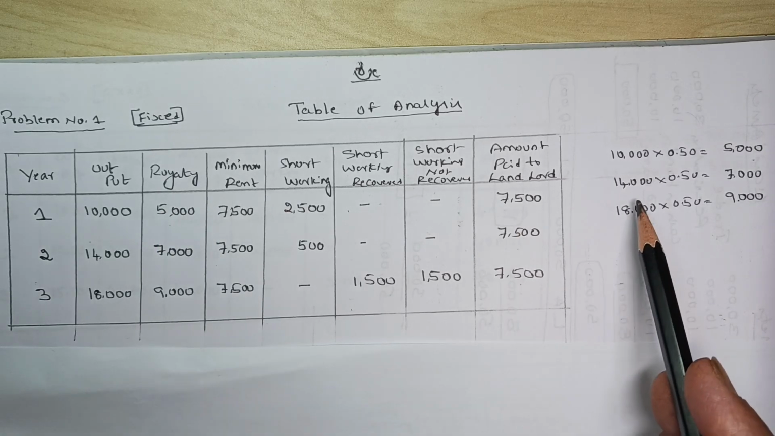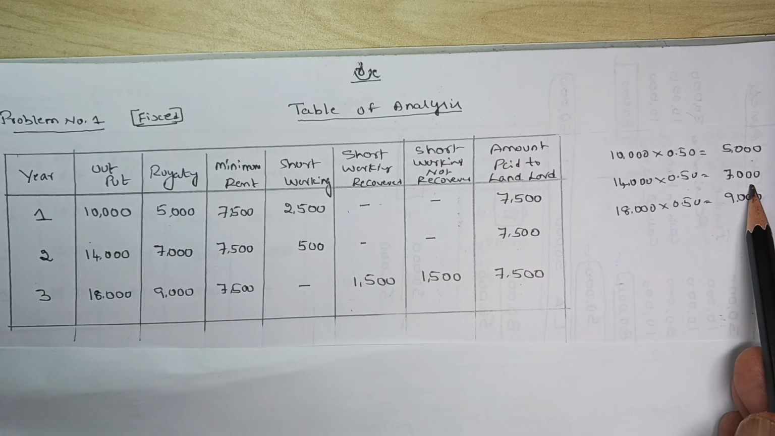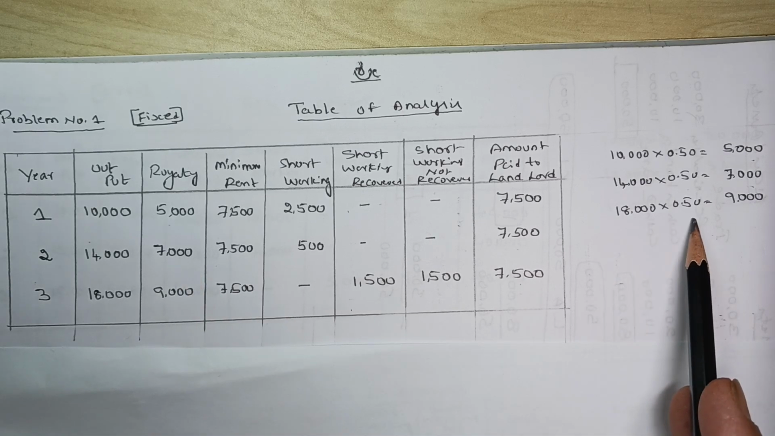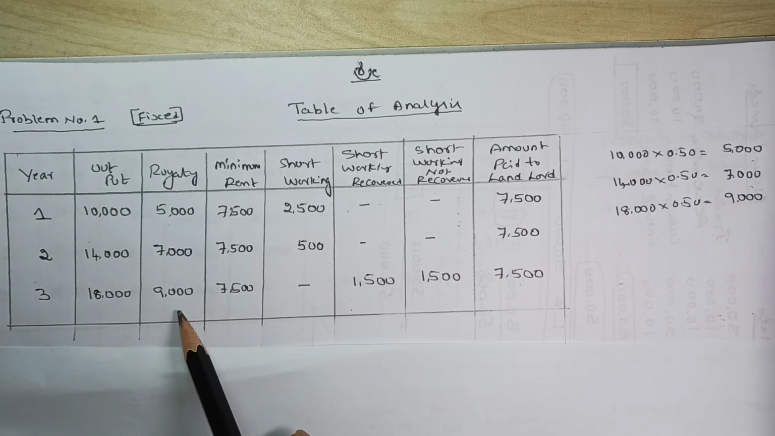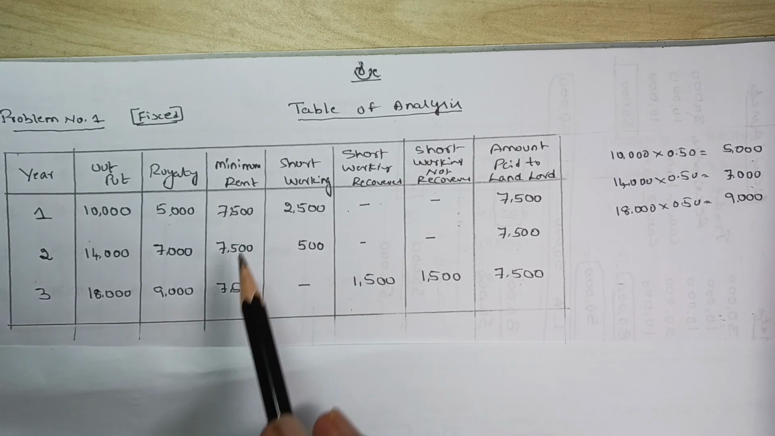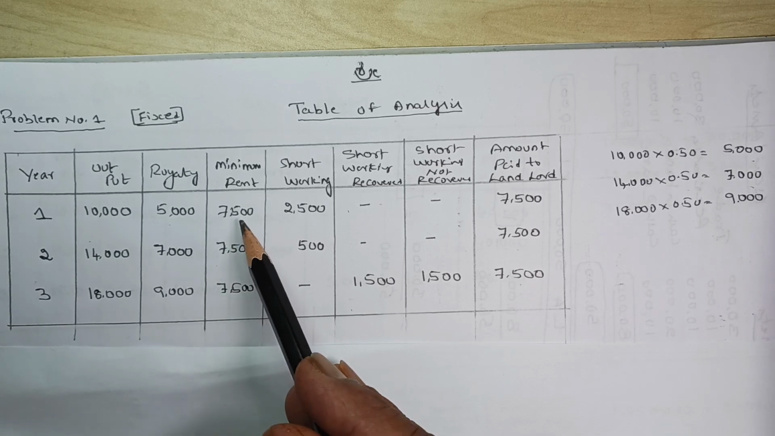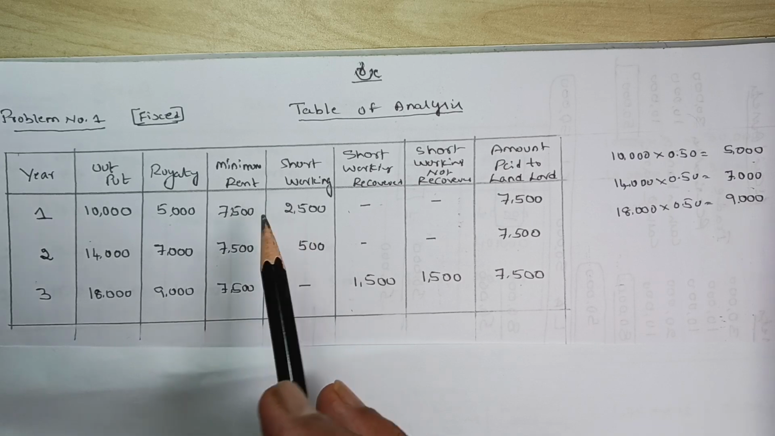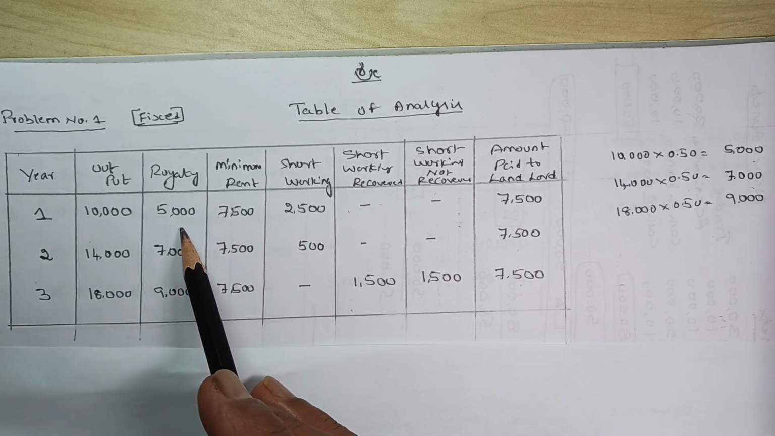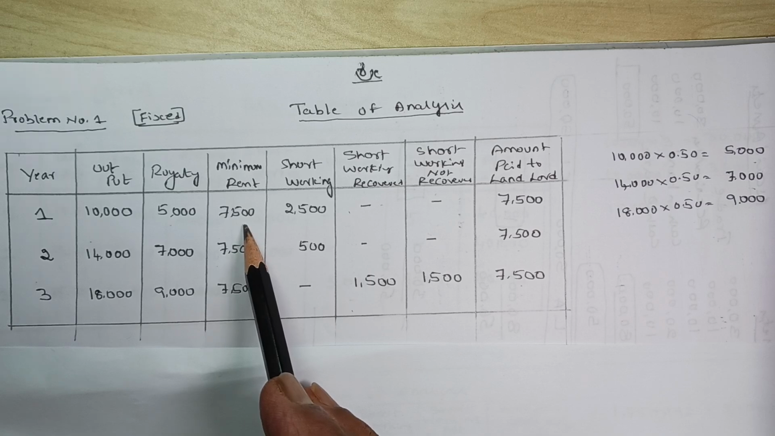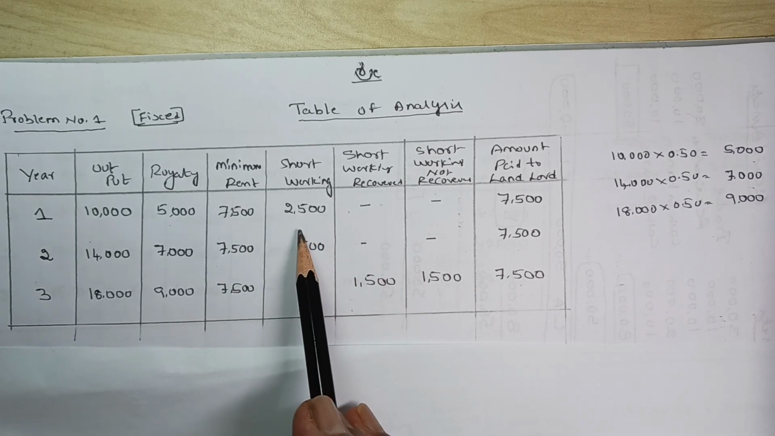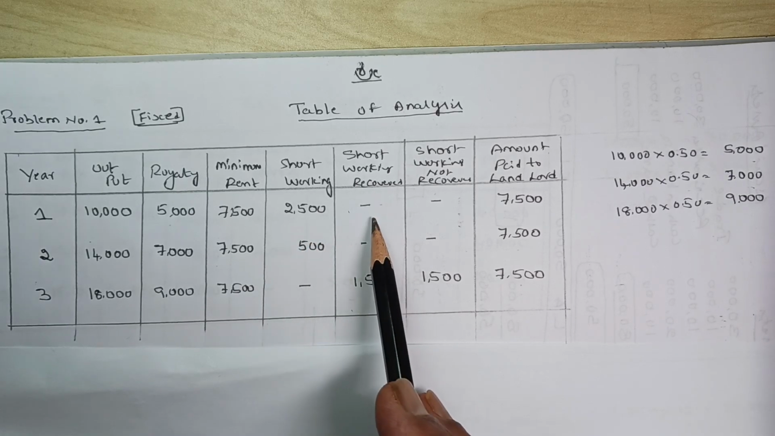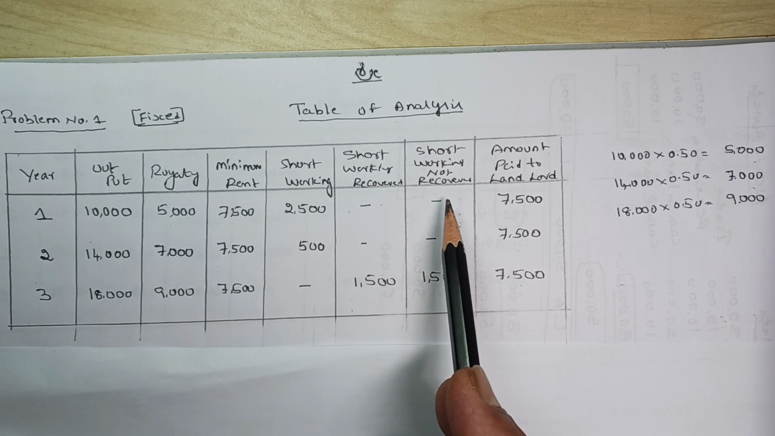Next, second year, 14,000 into 50 paise is 7,000. Then third year, 18,000 into 50 paise is 9,000. But the minimum rent you have to pay every year as per the problem is 7,500. Now royalty earned is only 5,000, but minimum rent is 7,500. That means you have to pay 2,500 from your pocket, which is called short working. Then there is no question of short working recovered, because short working is there.